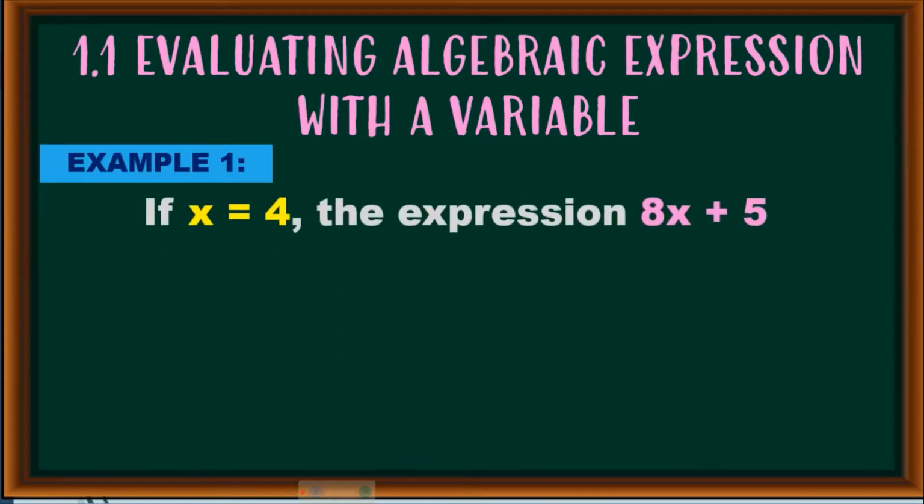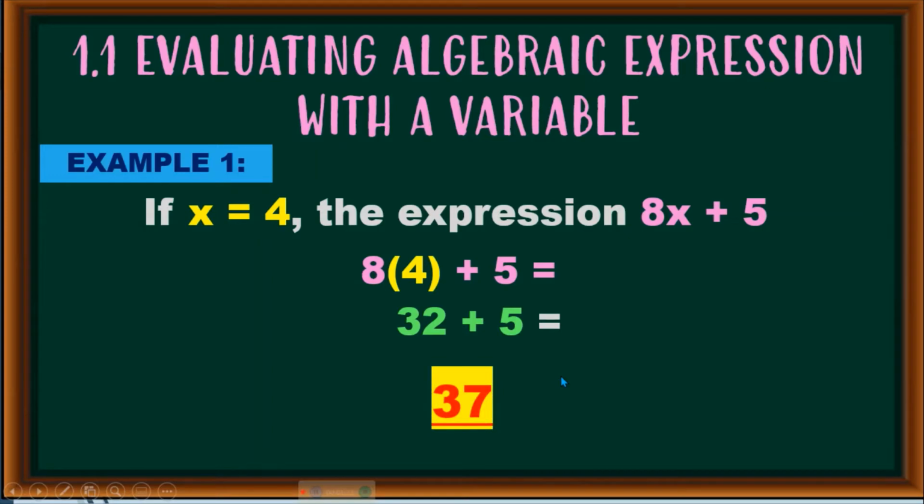Example number 1. If x is equal to 4 and the expression is 8x plus 5, yung x, substitute natin yung value ng x which is 4. So, yung x, papalitan natin, magiging 4. And then, we will multiply 8 and 4. The answer is 32 and then plus 5. So, 32 plus 5, the answer is 37. Siya na po yung pinaka-sagot.